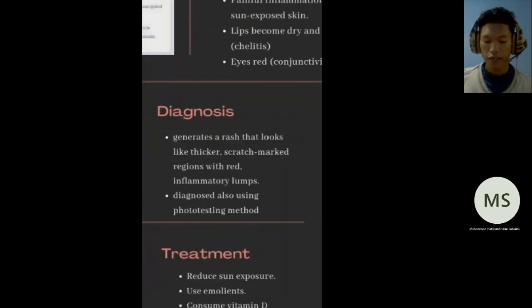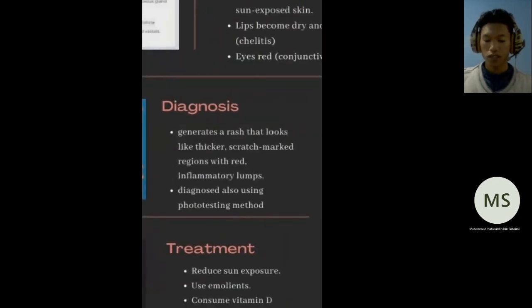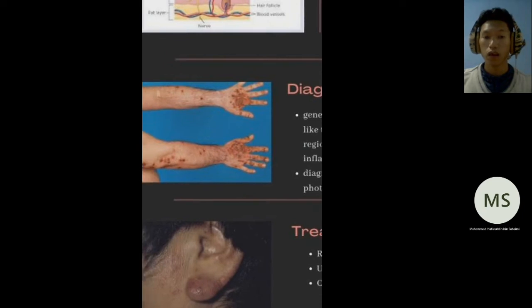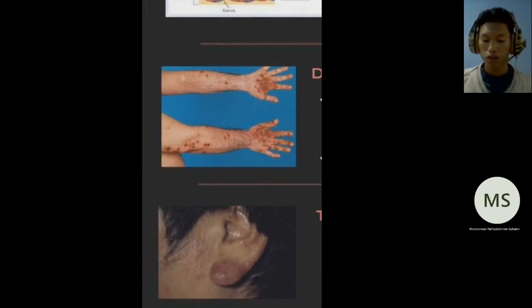The next one is the diagnosis. It generates a rash that looks like thicker scratch marks and regions with red inflammatory lumps. So you can see that all the things I said can be found in the picture.